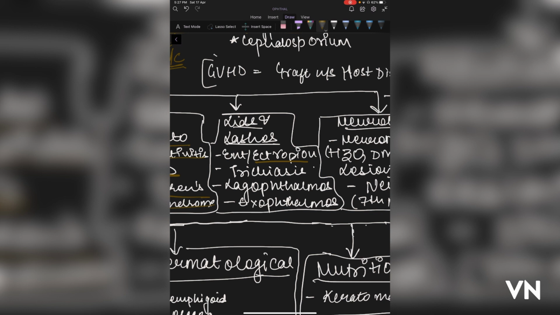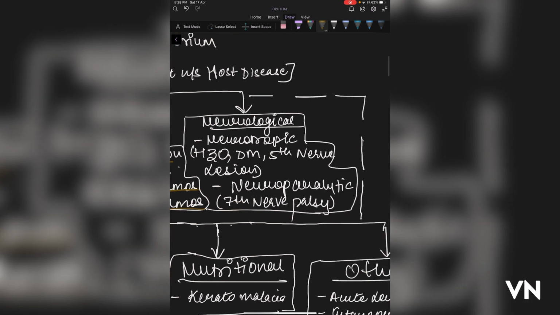Then trichiasis can be another cause, lagophthalmos and exophthalmos. Exophthalmos is excessive protruding of the eyeball from the eye socket. So the eyelids won't be able to cover in case of exophthalmos, and it will again lead to the same issues, exposure to the environment and further damage to the cornea. Then neurotrophic, that is any damage to the nerves, that will cause irritation, that will again lead to damage to the cornea.